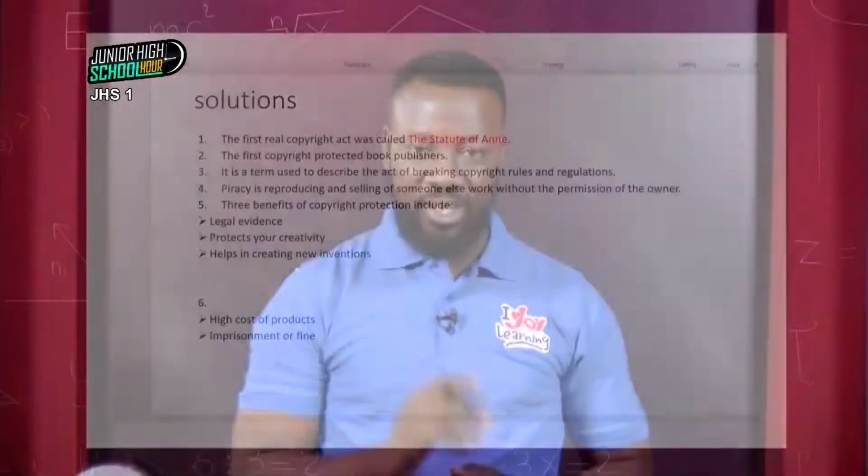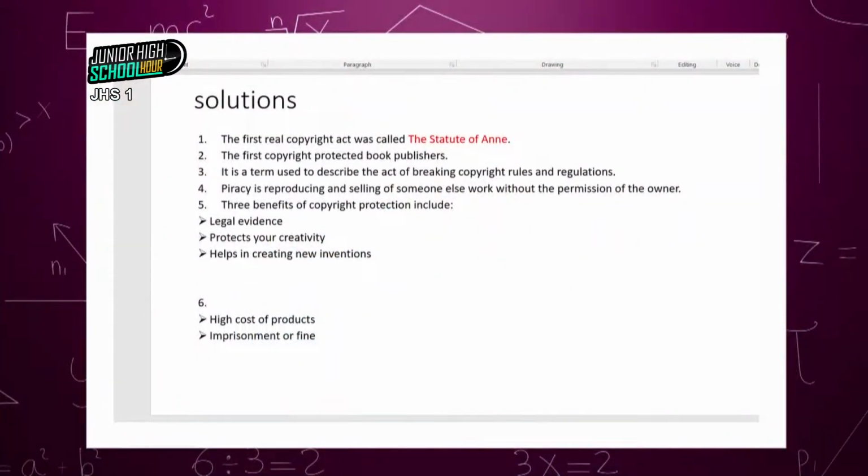Now, our solutions. The answer to question 1 is: the first real copyright act was called the Statute of Anne. And I know you know the country of origin. It was in Britain, in the year 1710.